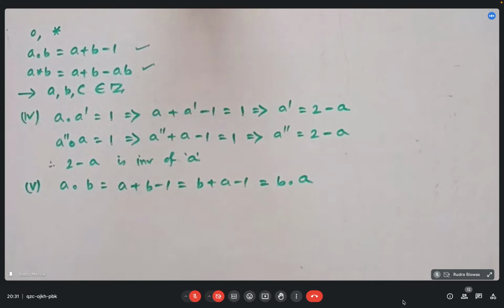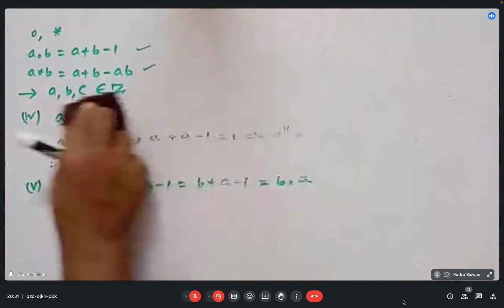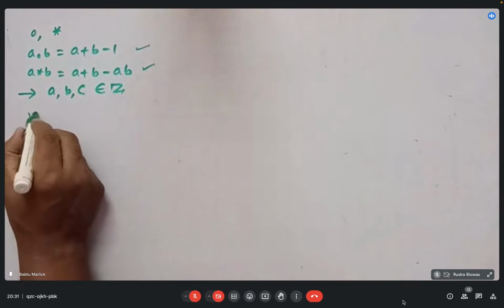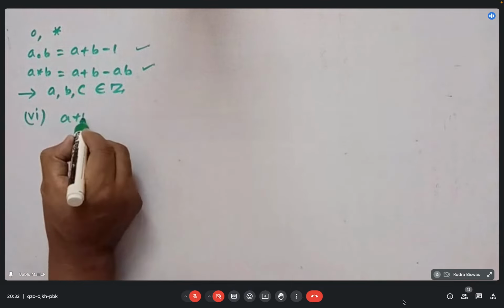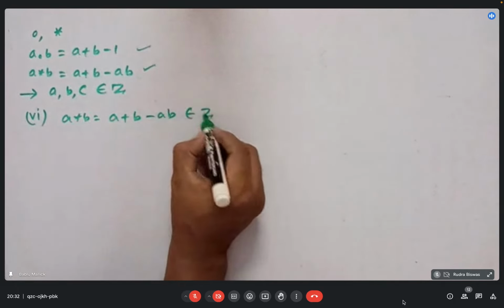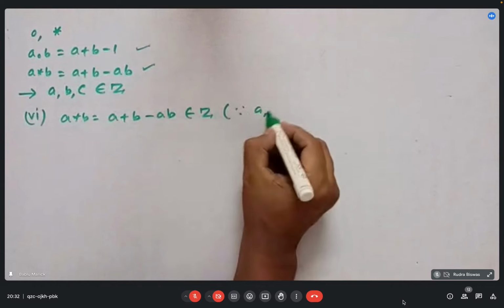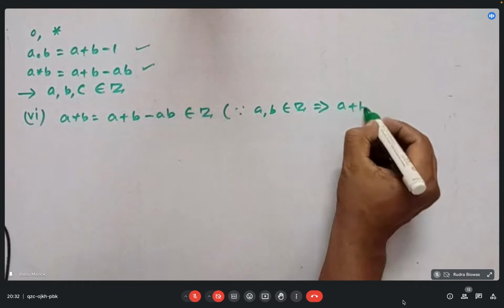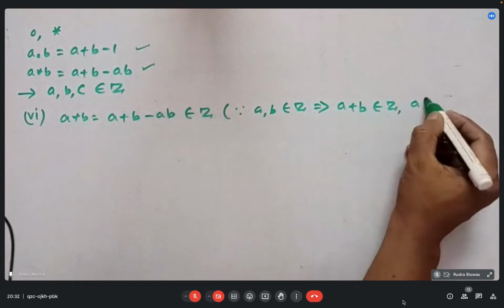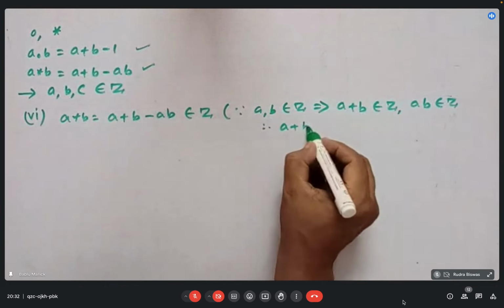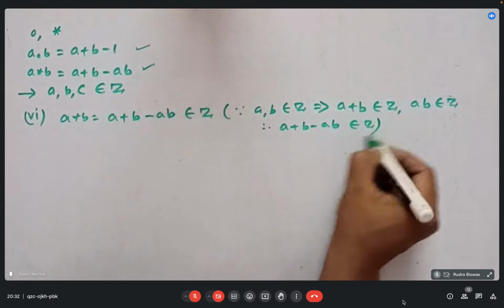Now under the dot operation, check. Under the dot operation it will be a semigroup. Number 6, A star B is equal to A plus B minus AB. It is an integer, since A, B belongs to integers implies A plus B belongs to Z, A into B belongs to Z. Therefore A plus B minus AB belongs to Z.